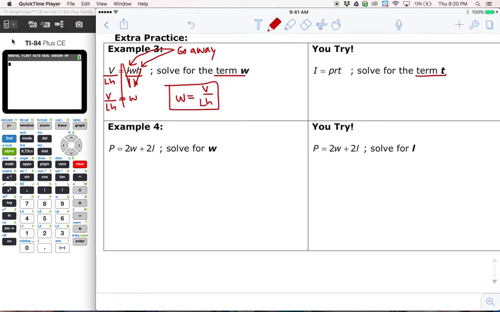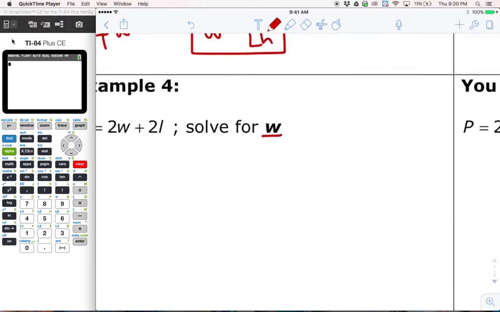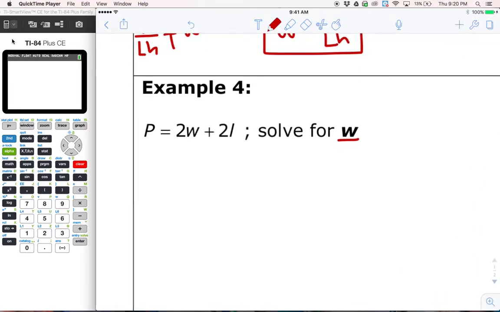Okay, last example here. We're doing example number 4. We've actually got a formula. You guys know this is the perimeter formula. And we're solving for the variable W. Most important thing, guys, when we start, figure out what to get rid of. You need to get rid of the 2 with the W, and also this whole term 2L. Do this if that helps. Okay, I need to get rid of the 2L and I need to get rid of the 2.